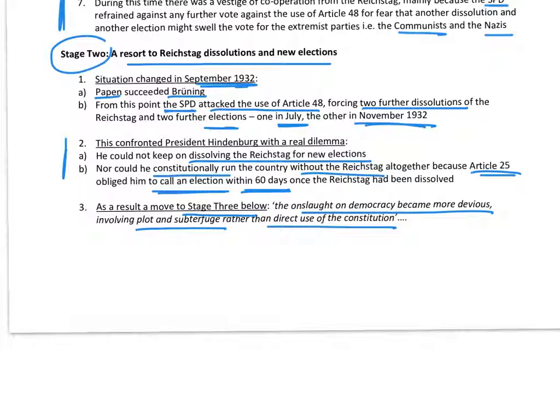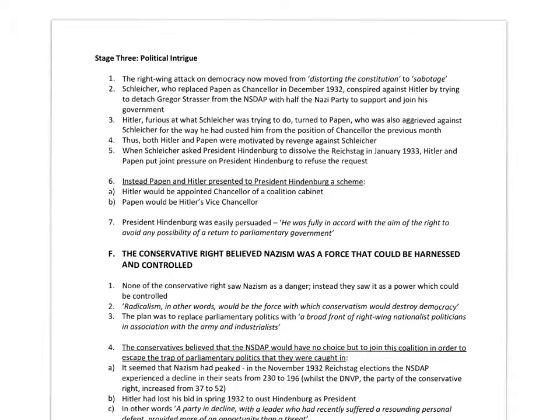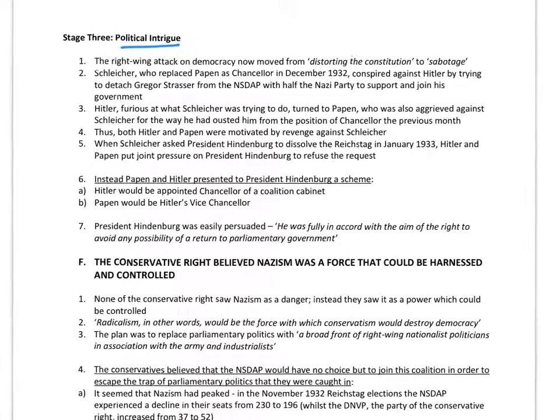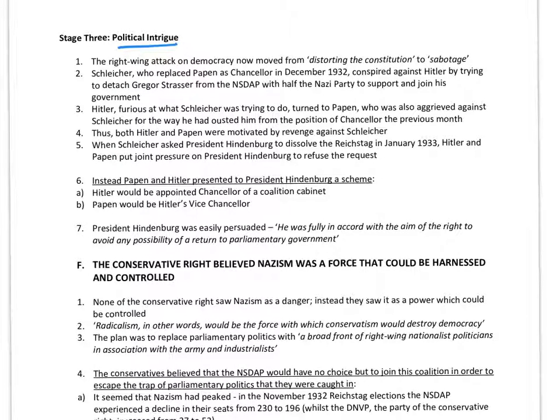So up until now, stages 1 and stage 2, the conservative right wing have operated against the Republic, but within constitutional means. Now we move to stage 3, which is political intrigue. Okay, so what are the key points? The right-wing attack on democracy now moved from distorting the constitution, which is what has happened up to the end of 1932, to actual sabotage of the constitution. Again, a nice quote that.